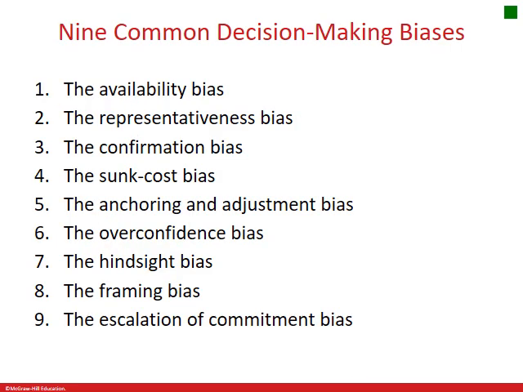There are 9 common decision-making biases. These are the common items that are also called heuristics that simplify the process of making decisions. The first is the availability bias. This is when managers only use information that is readily available from memory to make judgments. The second type is the representative bias. This refers to the tendency to generalize from a small sample or a single event.